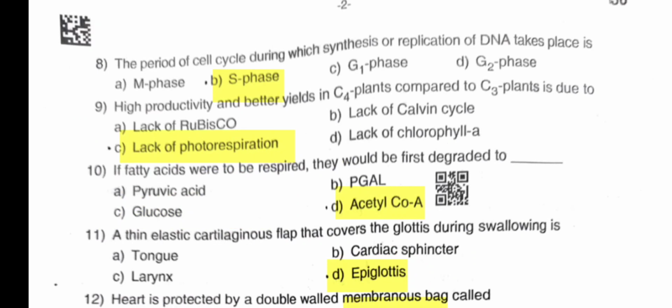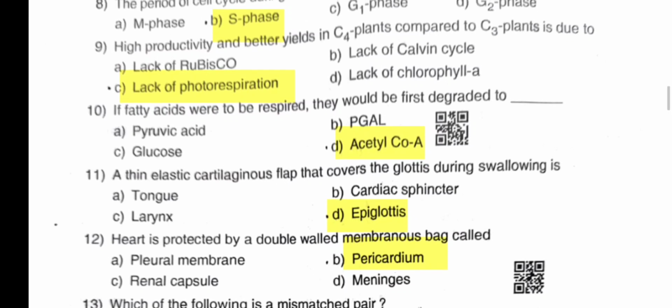A thin elastic cartilaginous flap that covers the glottis during swallowing is: option A, tongue; option B, cardiac sphincter; option C, larynx; option D, epiglottis. So the right answer is option D, epiglottis. The heart is protected by a double-walled membranous bag called pleural membrane, pericardium, renal capsule or meninges. The right answer is option B, pericardium.